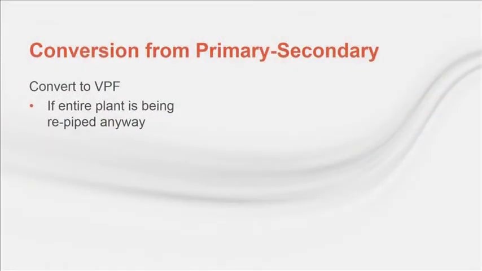Now, how about converting a plant from primary-secondary to VPF? If the entire chilled water plant is being gutted anyway, it's like a new plant. So designing it as a variable primary flow system allows you to realize the savings estimated by the Penn State study. Now, I've seen conversion to VPF make sense when more cooling capacity is needed.